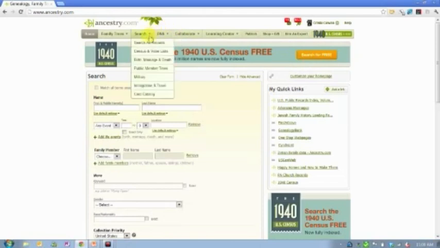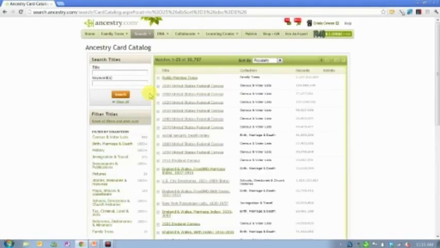Here's the easiest way to do that. If you just hover over search and click on the card catalog, you're going to see a listing, the default is by popularity, of all databases on Ancestry.com.